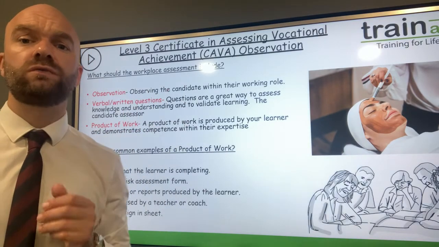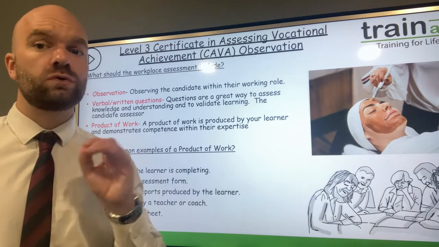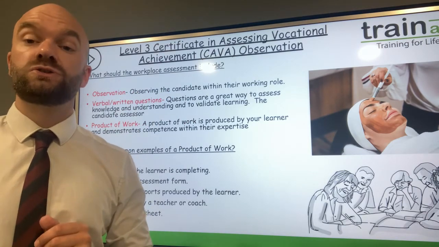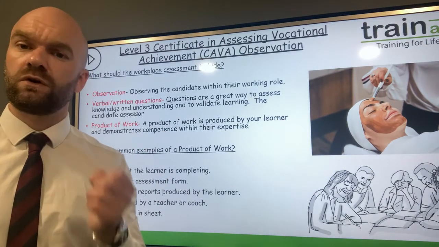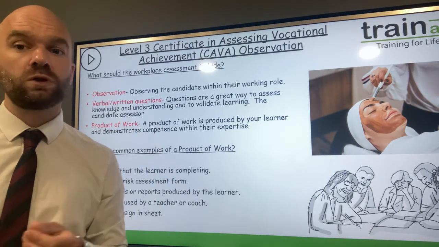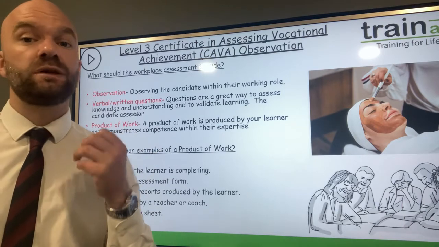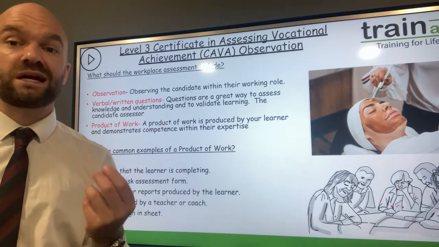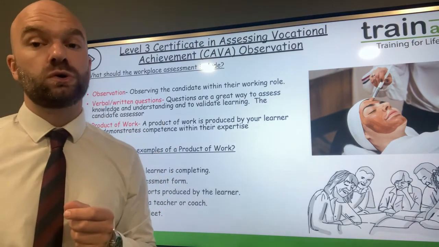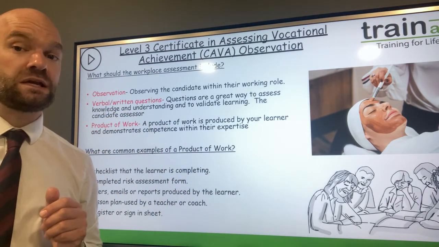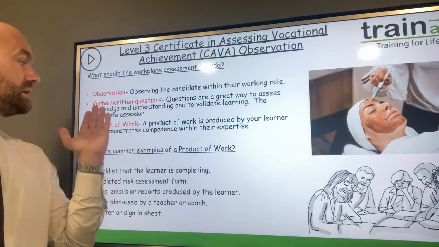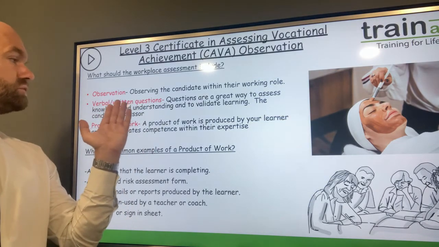So in terms of the observation, you of course need to observe to some type of criteria or standards as well. So that's very important. Key role, of course, of an assessor is to be objective and to use some type of standards that you can judge your colleague against here. So observation is key. The next key stage is verbal and written questions.